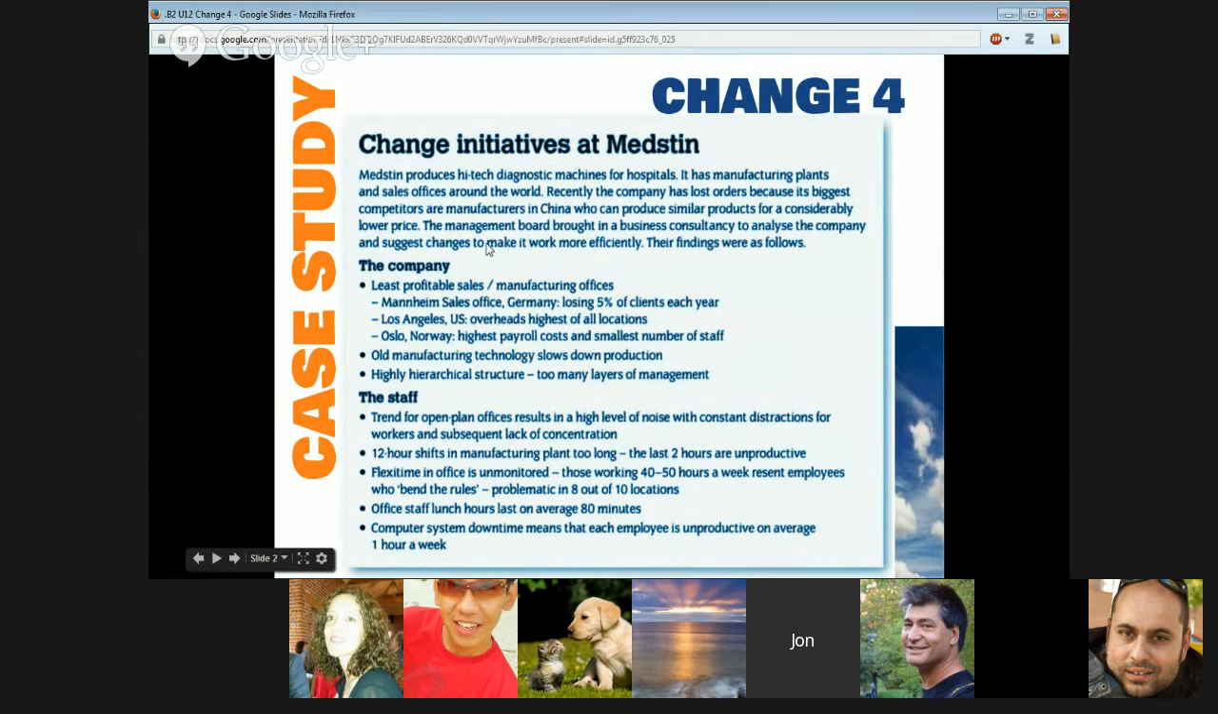Medstin produces high-tech diagnostic machines for hospitals. It has manufacturing plants and sales offices around the world. Recently, the company has lost orders because its biggest competitors are manufacturers in China, who can produce similar products for a considerably lower price. The management board brought in a business consultancy to analyze the company and suggest changes to make it work more efficiently. Their findings were as follows.